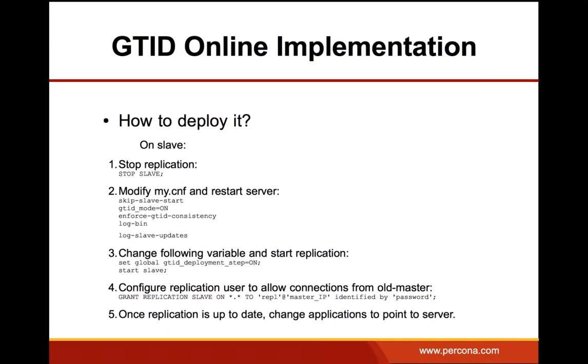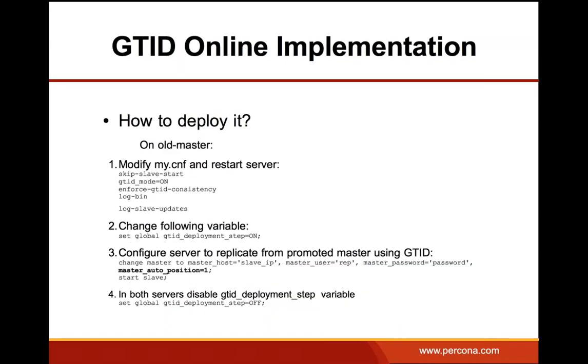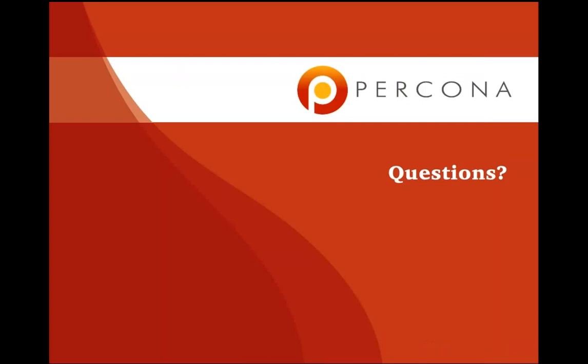Once replication is up to date, of course, because we connected the master as a slave, we can change the application to write to the new master. Finally, in all the slaves, we need to do the same procedure: setting up GTID, restarting the slave, and enabling gtid_deployment_step equal on. In this particular slave, because we will be receiving GTIDs from the new master, we need to set up master auto position. And finally, once everything is done, we turn off the GTID deployment step, which instructs the servers to create their own GTIDs every time you modify data locally. Okay, that's it for me.